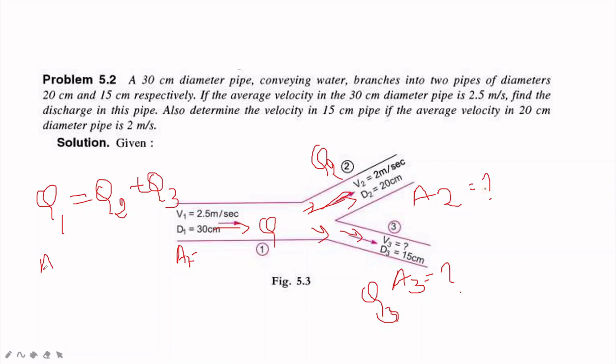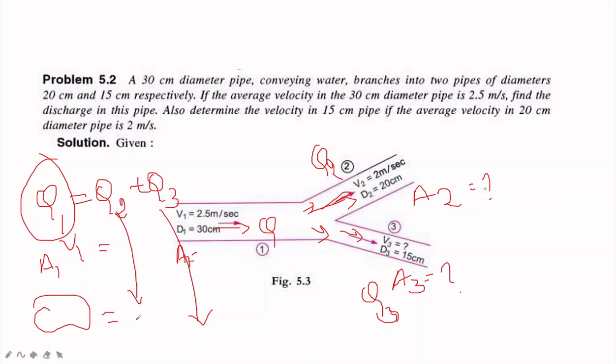So what is Q1? A1 into V1. What is Q2? A2 into V2. What is Q3? A3 into V3. Correct? Now first we will find the value of Q1, as we already have the values. Next we will find the value of Q2. But at Q3 we will not get the value of A3 into V3 directly. Before that we have to find V3, right? So when we know these values, we just use the mathematics and solve for Q3. How? I'll show you now step by step.